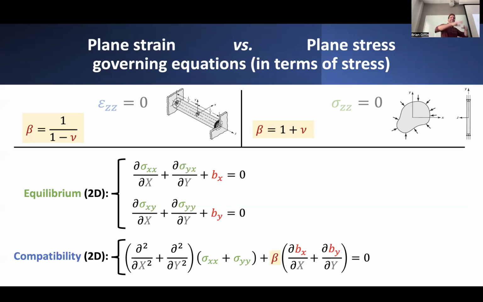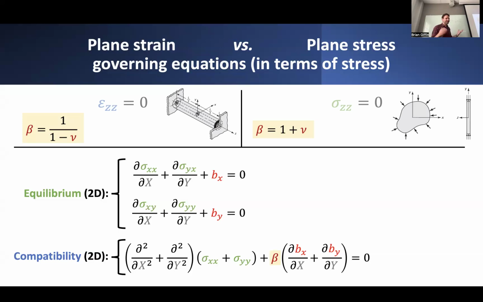If you like, you can consolidate all that down into just one equivalent expression for compatibility expressed in terms of stresses only. And with this beta parameter, it doesn't really have a name. I just called it beta. Maybe beta for Brian, I don't know. Beta could be 1 over 1 minus nu or 1 plus nu, depending on whether you're looking at plane strain or plane stress. So now we have all of our equilibrium and compatibility equations expressed exclusively in terms of stresses.